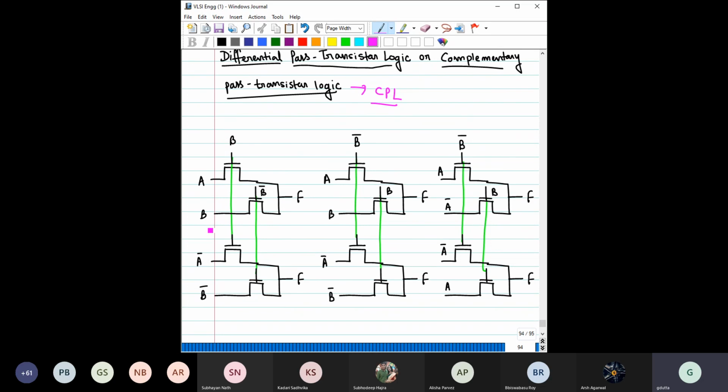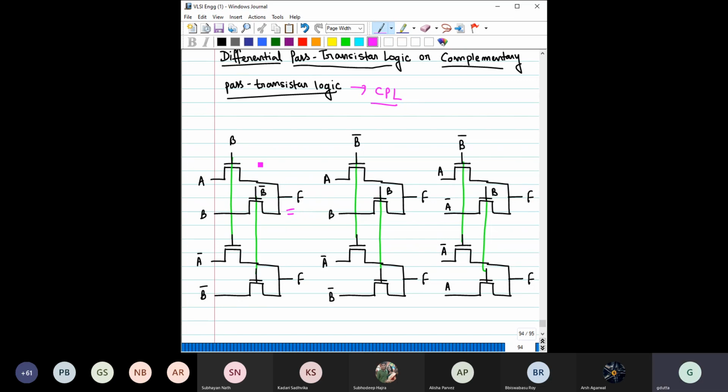Here you have A, here you have B, you have B here, you have B bar here. Here you have A bar, here you have B bar, but the gate inputs are the same, right? This green line indicates a connection, and these are the same gate inputs which are driving these two transistors. Same gate input here, similarly for all of them, right? Now, can you please calculate what function you are getting here?